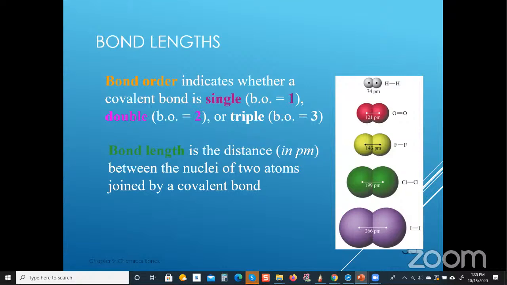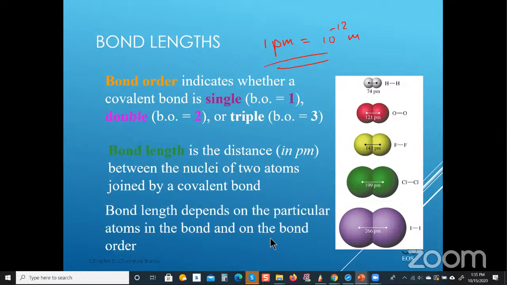Now the bond length is the distance between the nuclei of two atoms that are joined by a covalent bond. Some examples are shown here. For example, hydrogen has a bond length of 74 picometers. Oxygen has a bond length of 121 picometers, and so on and so forth. Remember, just to give you an idea of what we're talking about, 1 picometer is equal to 10 to the minus 12 meters. So that's the picometer unit.